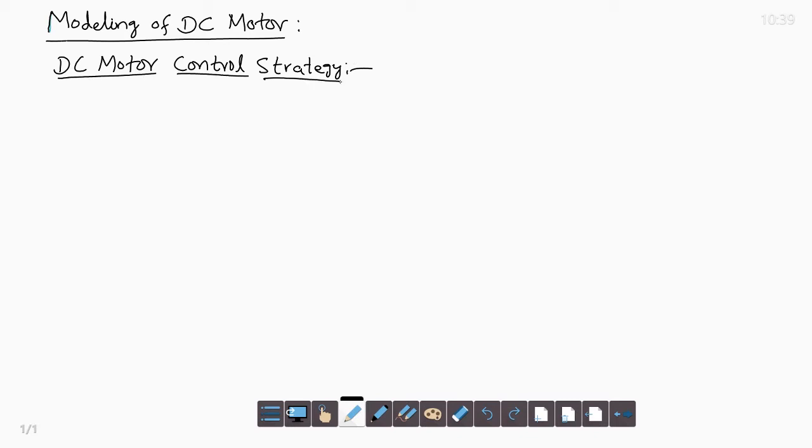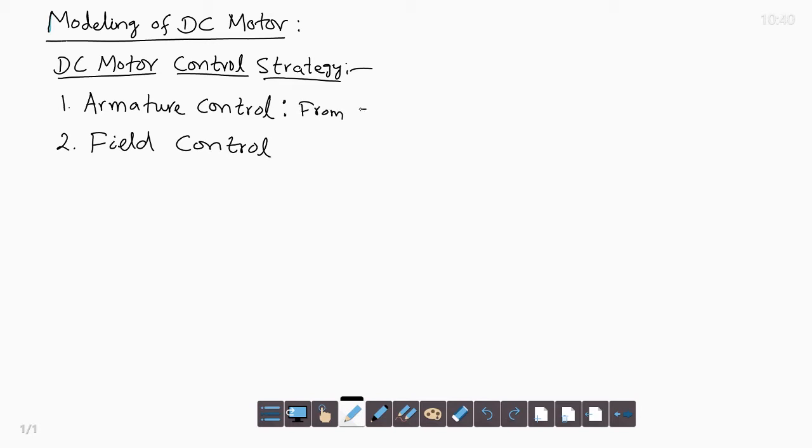DC motor control strategy is of two types. First one is armature control and second one is field control. Armature control is done from zero speed, that means rest condition, up to rated speed.